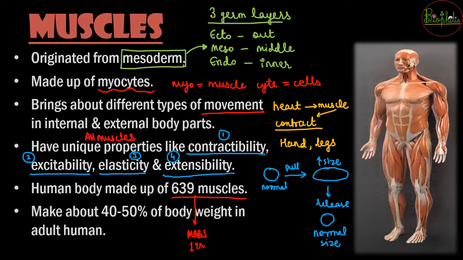So there are so many muscles in the body that are going to help you with all kinds of internal and external body part movements. So with so many muscles, finally how much weight do they contribute? Any part in the body is going to have some weight. So this amount of muscles is going to contribute about 40 to 50% of the adult body weight.